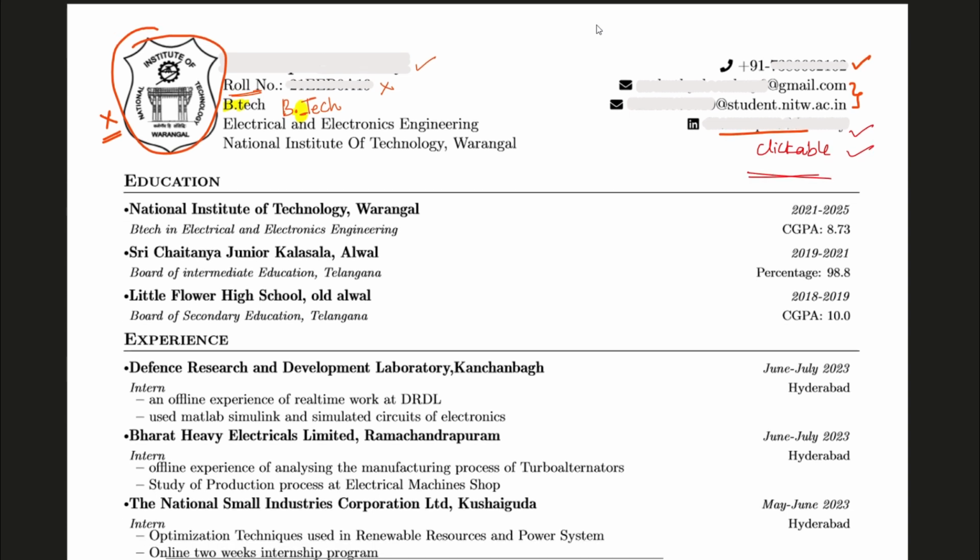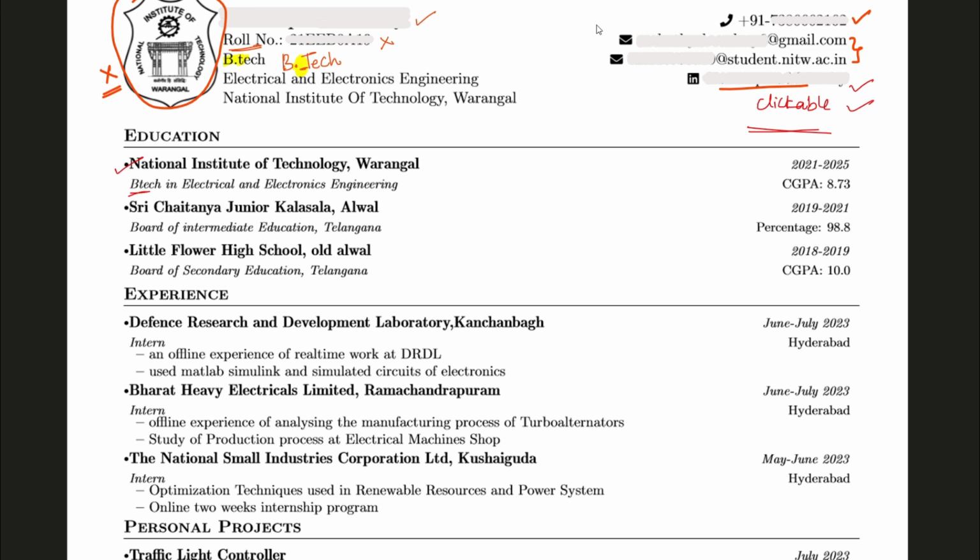Next, coming to the education, the institute name, and again BTech, B.Tech in Electrical and Electronics Engineering, fine. And Sri Chaitanya Junior Kalasala, Alwal, Board of Intermediate, I should be capital, Telangana, okay. And Little Flower High School, Old Alwal, O and A capital. These are small things, but again, they are not grammatically correct. Board of Secondary Education, Telangana, okay. You've included the year and the CGPA, year and the percentage, 98.8%, and CGPA, fine.